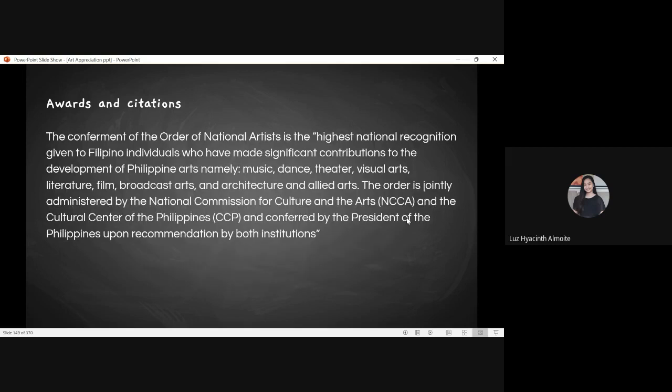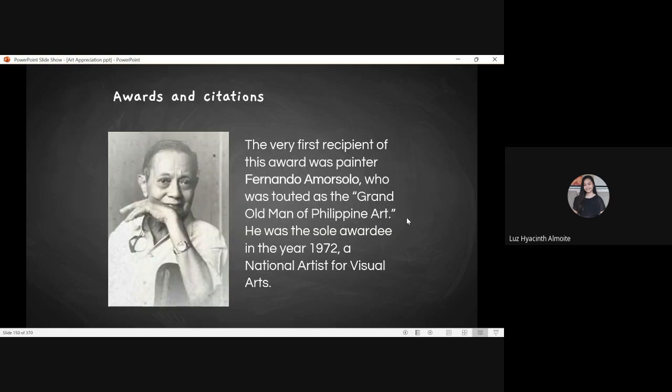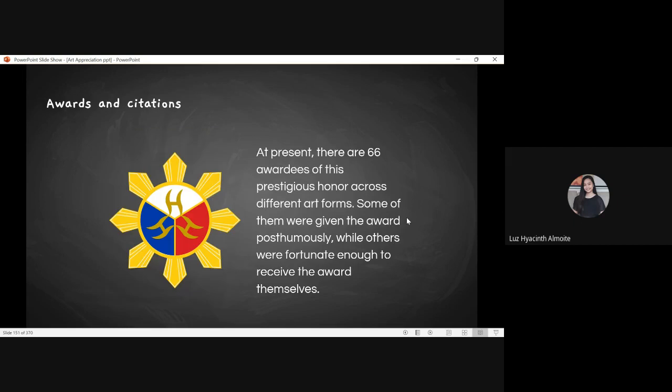The conferment of the Order of National Artists is the highest national recognition given to Filipino individuals who have made significant contributions to the development of Philippine arts. Okay, Order of National Artists. So the very first recipient of this award was painter Fernando Amorsolo, who was touted as the grand old man of Philippine art. He was the sole awardee in the year 1972, a national artist for visual arts.